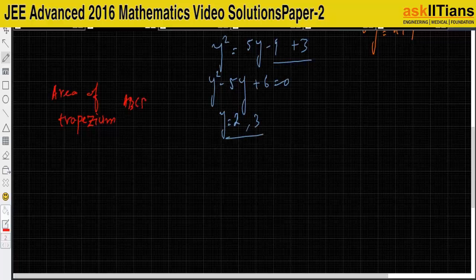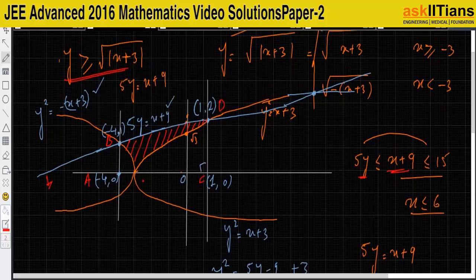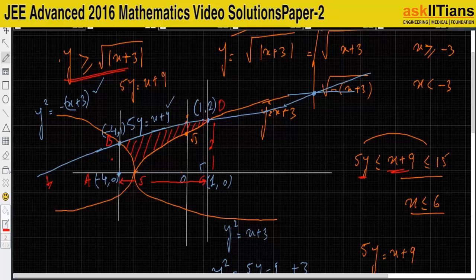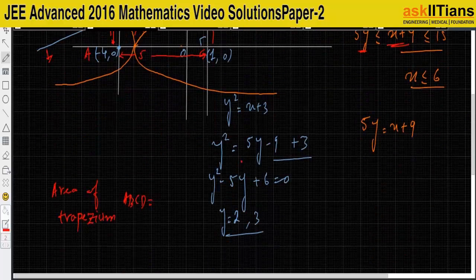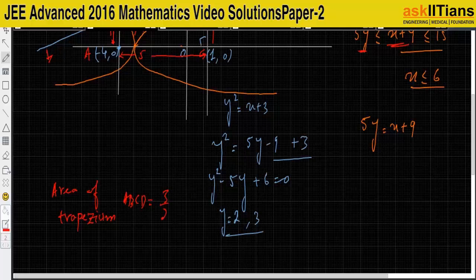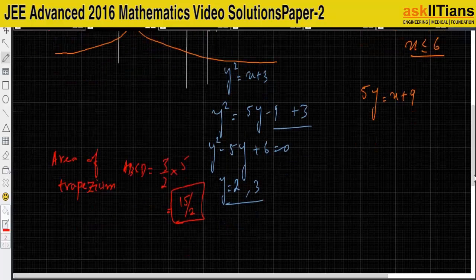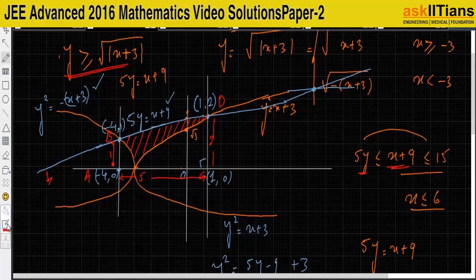The area of this trapezium will be, I can say, half into, what is this length? This length is 5, and this length is 2, this is 1. So 1 plus 2, 3, 3 by 2 multiplied by 5, so this will be 15 by 2. So the area of the trapezium will come out to be 15 by 2.